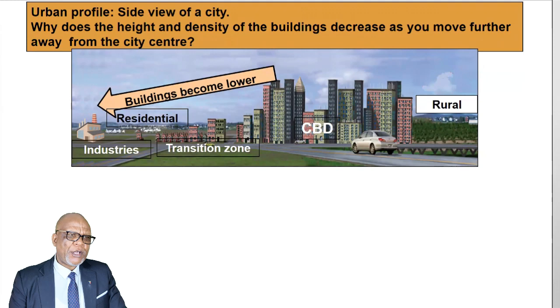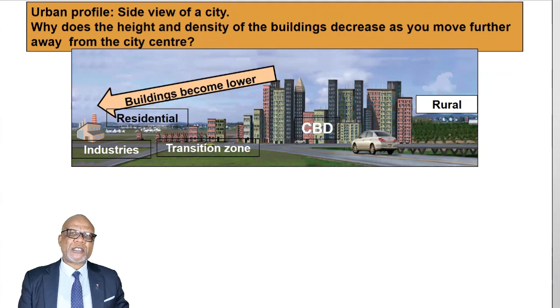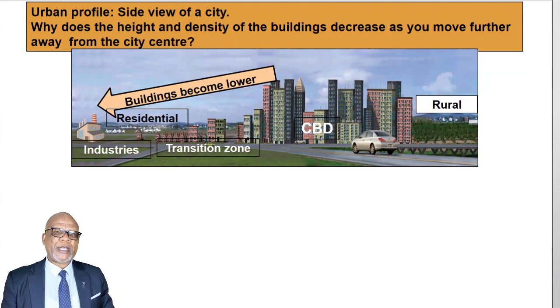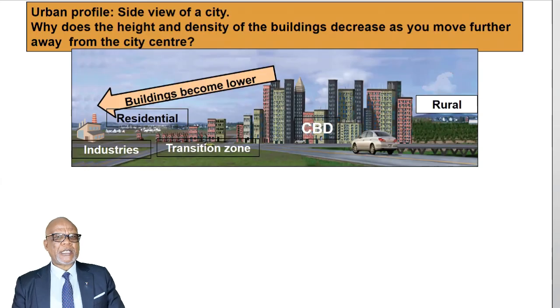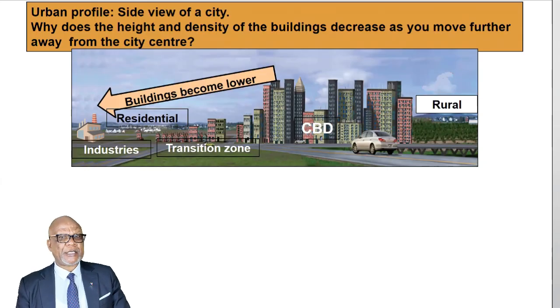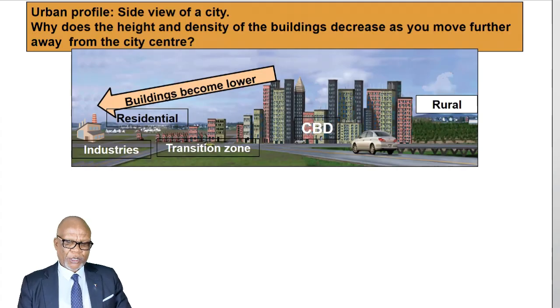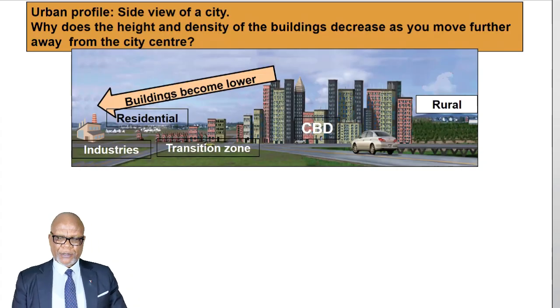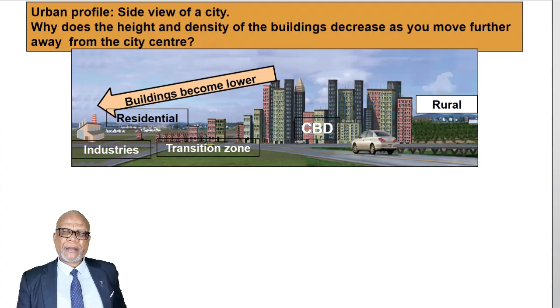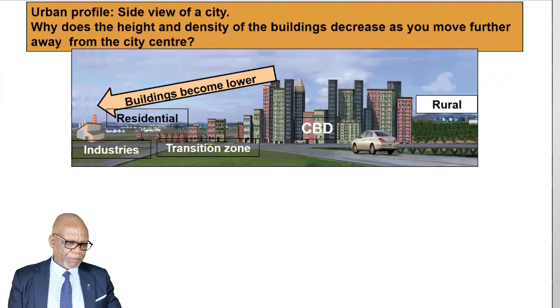The reason for the buildings increasing to the city center is because of the high land value. The land is expensive in the city center. That is why the buildings are taller. You cannot buy large land. But when you're moving away from the city center, the land becomes cheaper. That is why you can buy a larger land and build horizontally and not vertically, because the land is cheaper there.